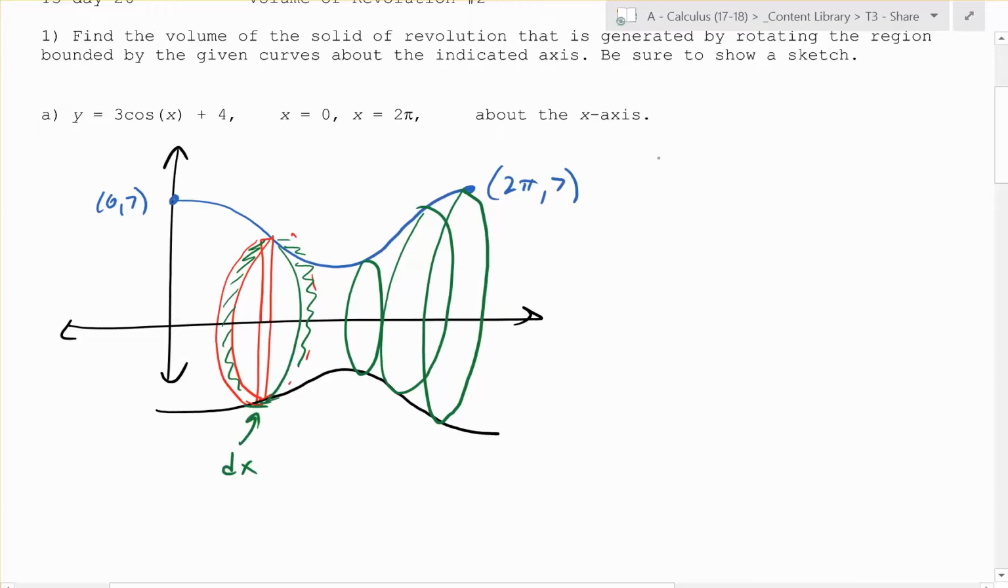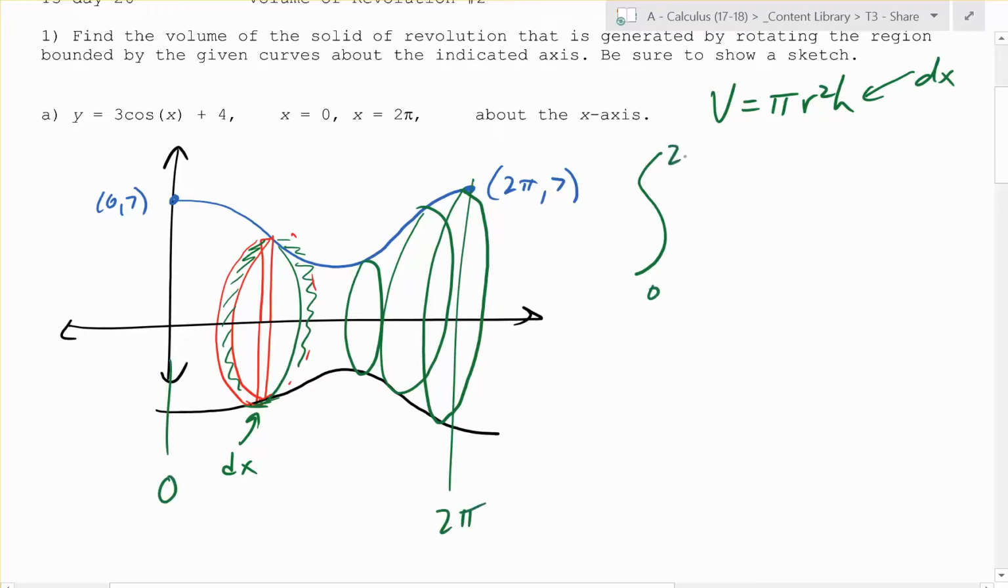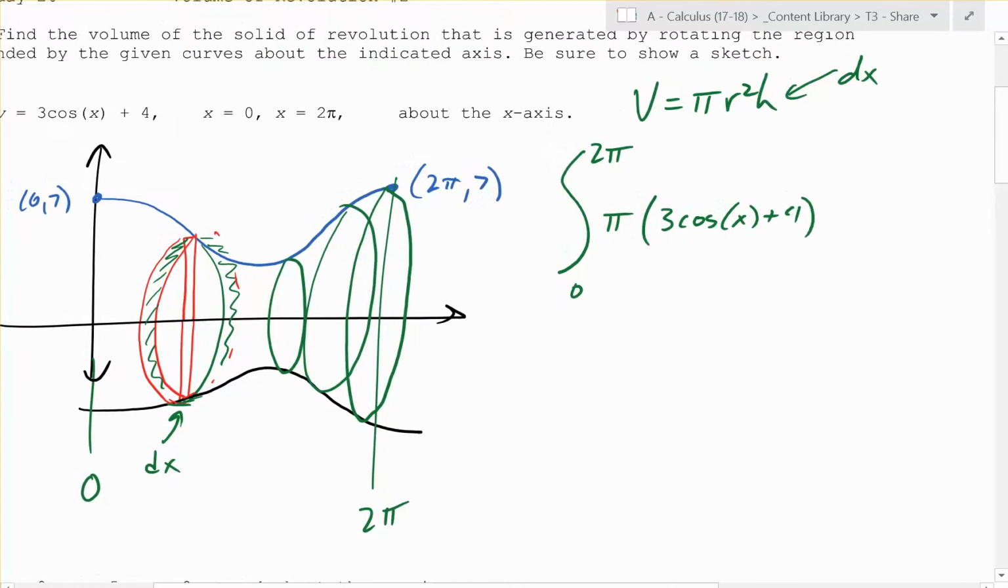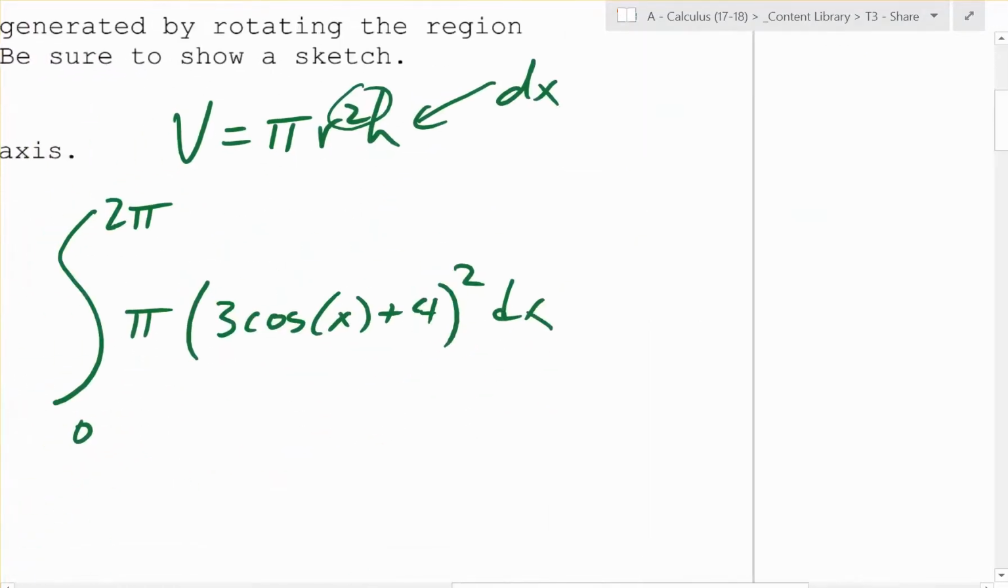So what is this integral going to be? Well, remember, the thing we had before was V equals pi r squared times h, and h was always going to be dx in this case. We're going from 0 to 2 pi, so the integral from 0 to 2 pi of pi times the radius, which in this case is 3 cosine x plus 4, squared, times the width, dx. And what's nice about this integral is that you do not need to do it by hand. You can do this on your calculator, and when you do, you end up with 128.805. You should verify that with your calculator.